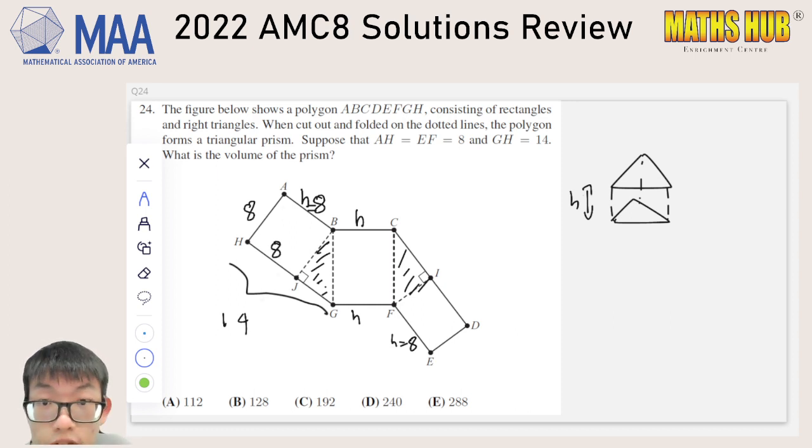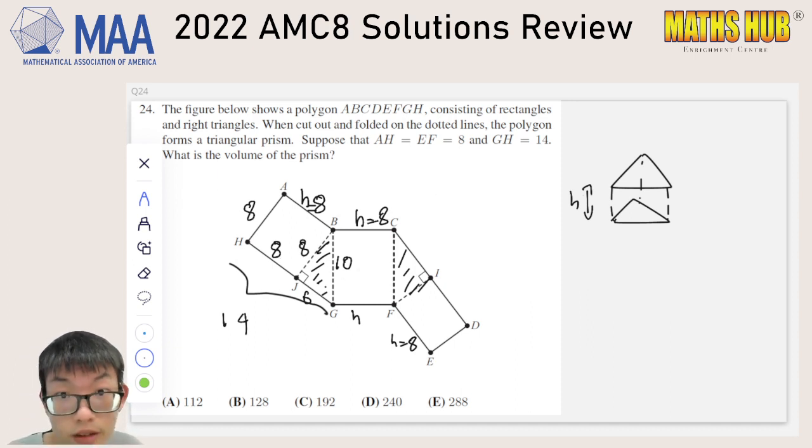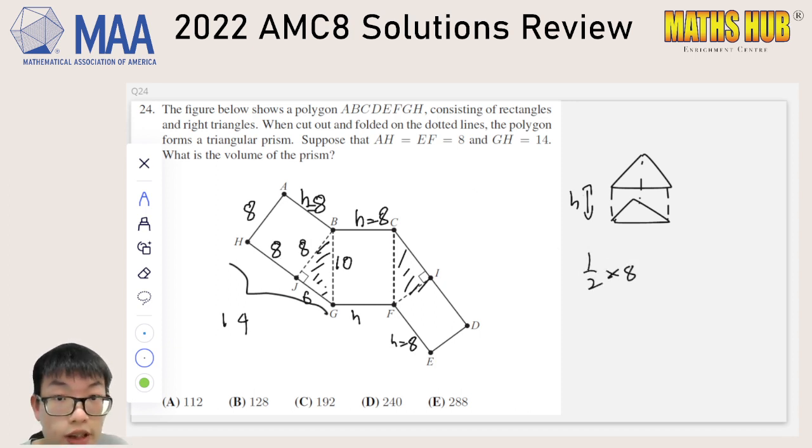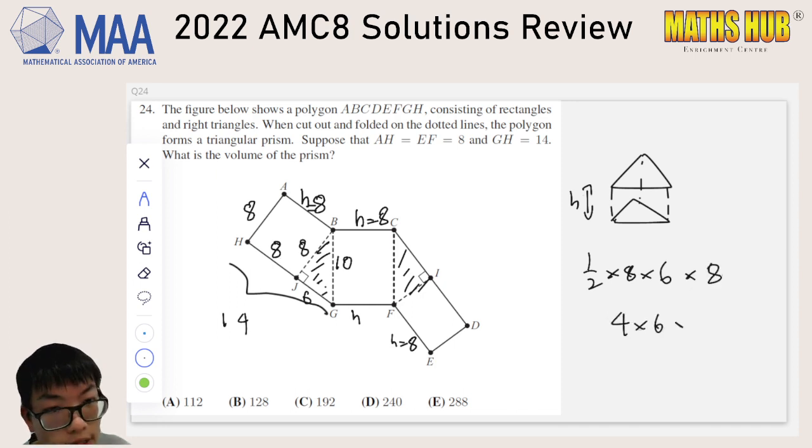This is 8, 14 minus 8 is 6, and so this would form a right-angled triangle with sides 6, 8, and the last side must be 10, because by Pythagoras' theorem or your 3, 4, 5 ratio, this is a 6, 8, 10 right-angled triangle. So the volume of the prism is the base area times height. The base area is half times 8 times 6, and you times 8 again. So 4 times 6 times 8, 24 times 8 is 192.